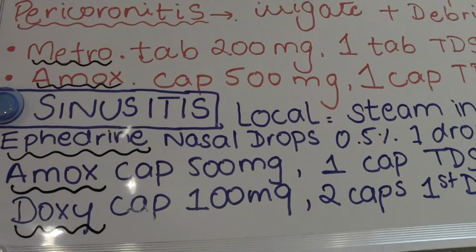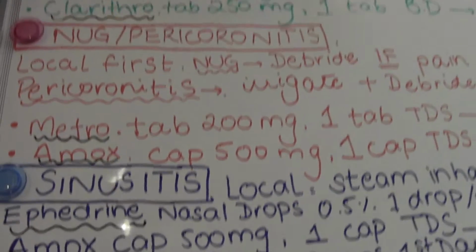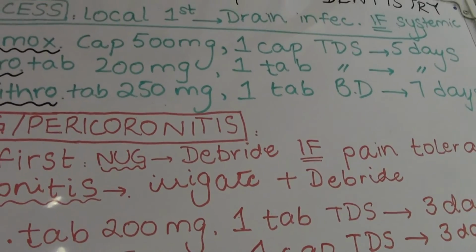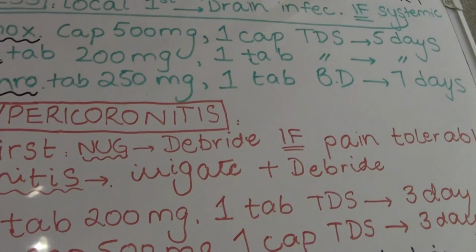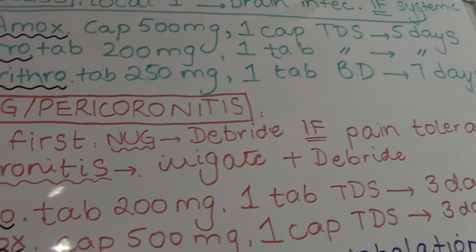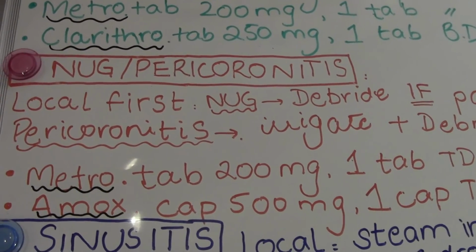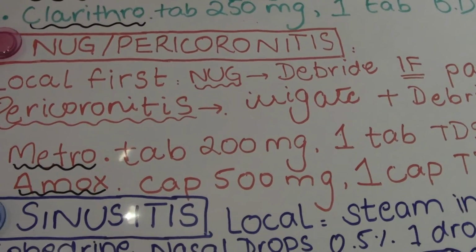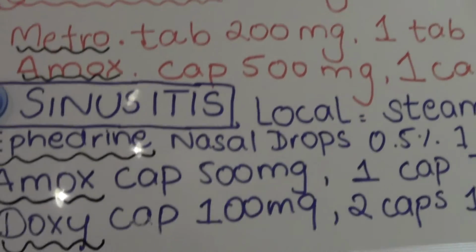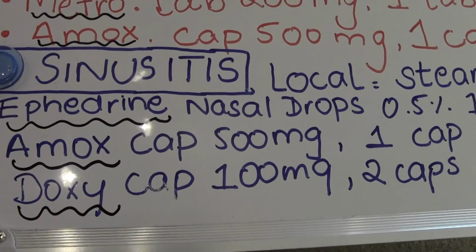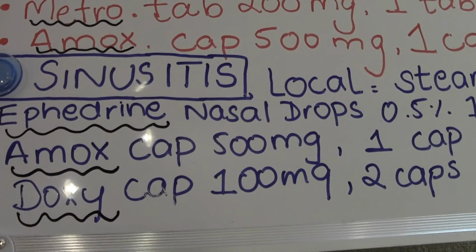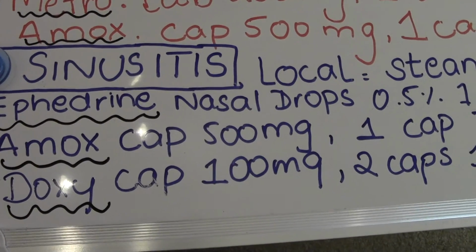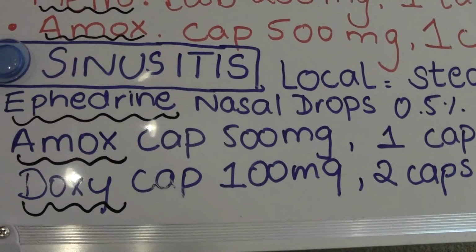So just to recap the number of days, for abscess, this was 5 days, sorry. For abscess, we carried out the treatment for 5 days. For NUG and pericoronitis, we carried out the treatment with metronidazole and amoxicillin for 3 days. And for sinusitis, it was longer, for 7 days. Remember, in sinusitis, we don't give metronidazole. We give either amoxicillin, and if not amoxicillin, then doxycycline, no metronidazole.